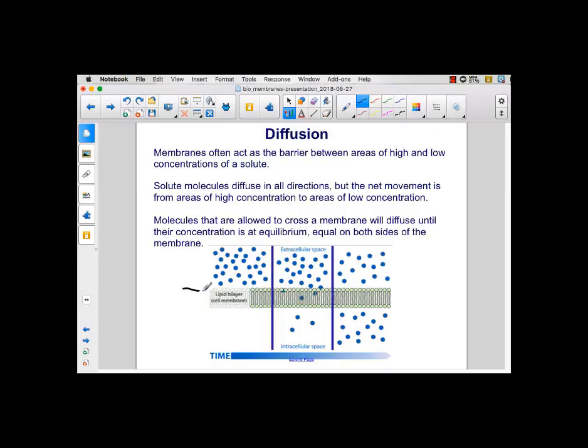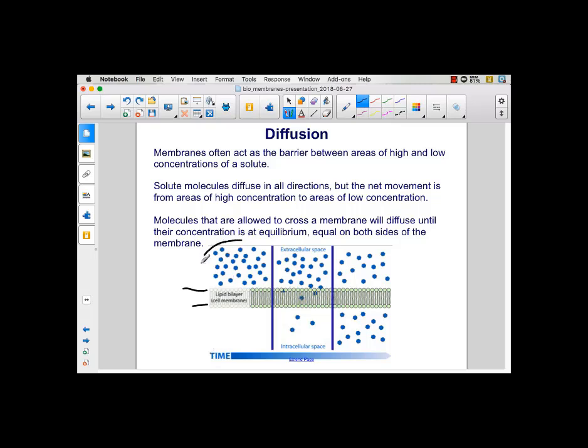So here we have a membrane layer. Remember, membranes often act as the barrier between the areas of high and low concentrations in a solute. Solute molecules diffuse in all directions, but the net movement is from the areas of the highest concentration to the areas of the low concentration. So molecules that are allowed to cross a membrane will diffuse until their concentration is at equilibrium, equal on both sides of the membrane. So let's take a look here.